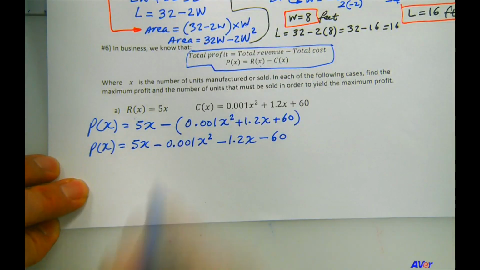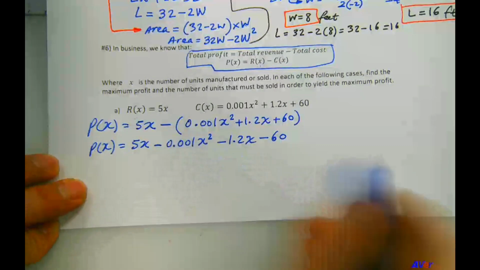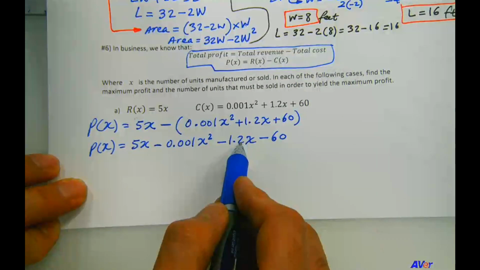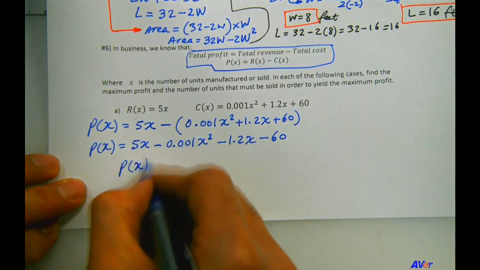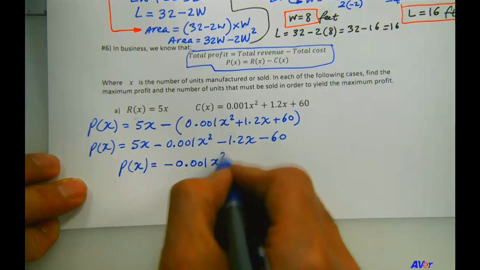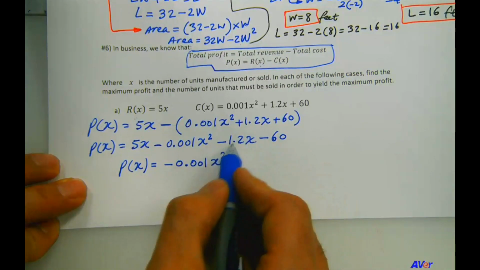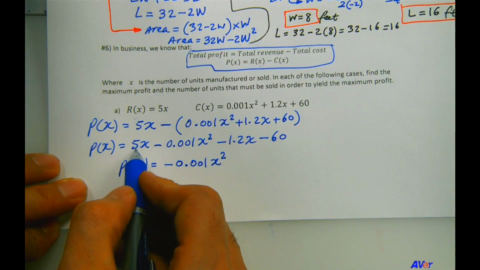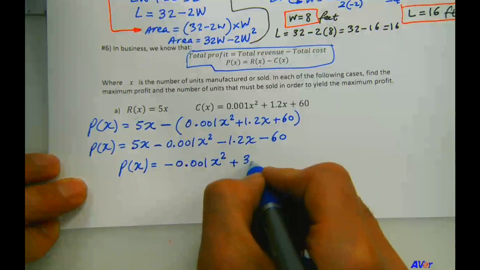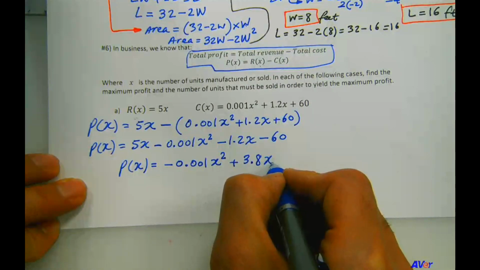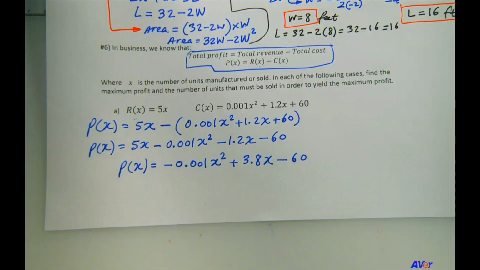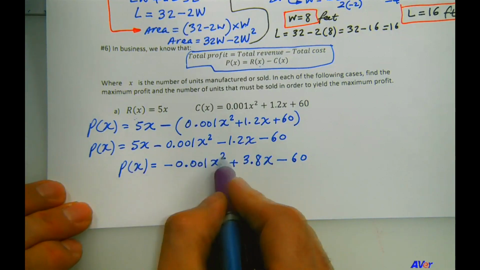Okay, so let's put this in descending order of power, and also combine 5x minus 1.2x. So the profit function is equal to minus 0.001x squared plus 3.8x minus 60. So once again, we have a profit function that is quadratic in nature.